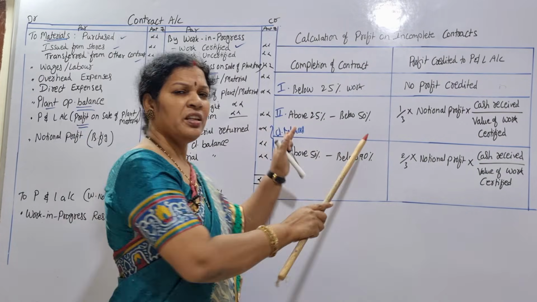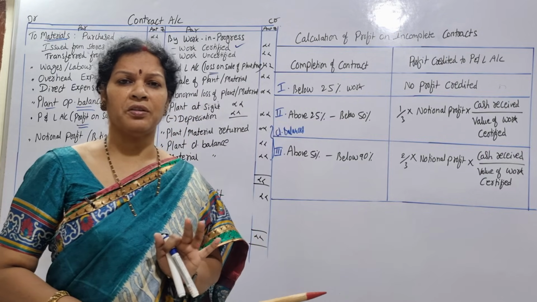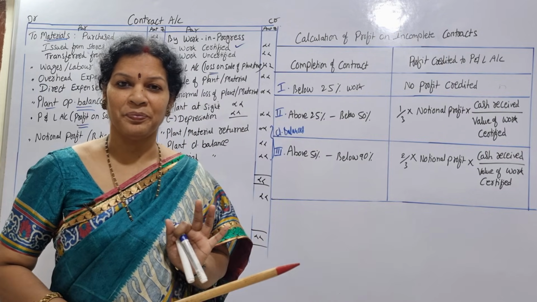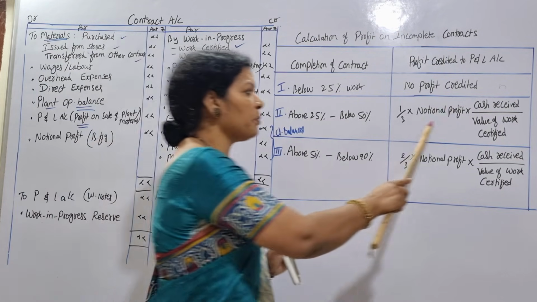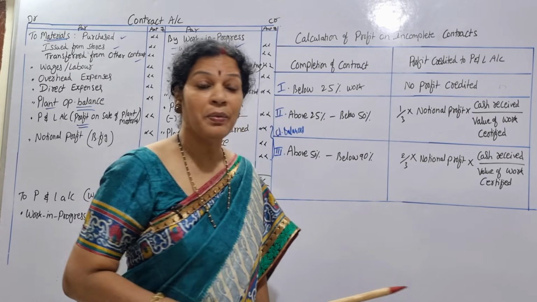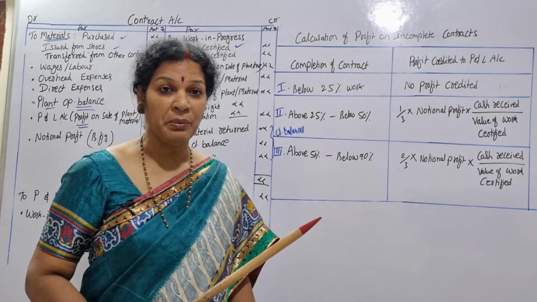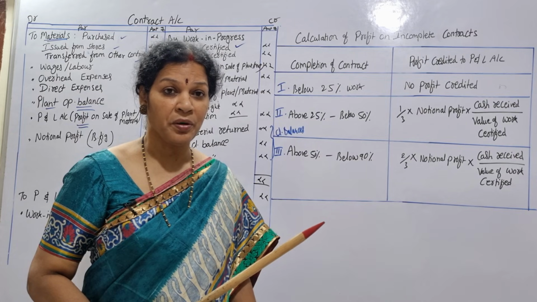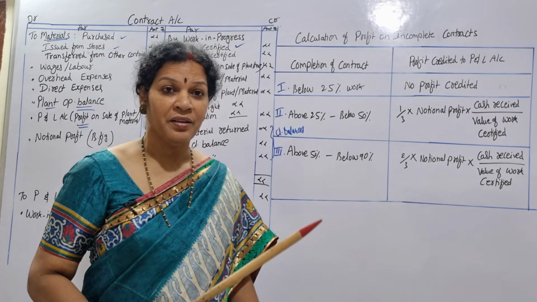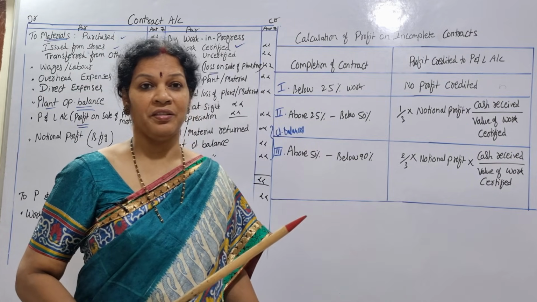Easy to remember. If it is 25% to 50%, what is the formula? 1/3 into notional profit into cash received by value of work certified. Able to remember? 1/3 into notional profit into cash received by value of work certified.